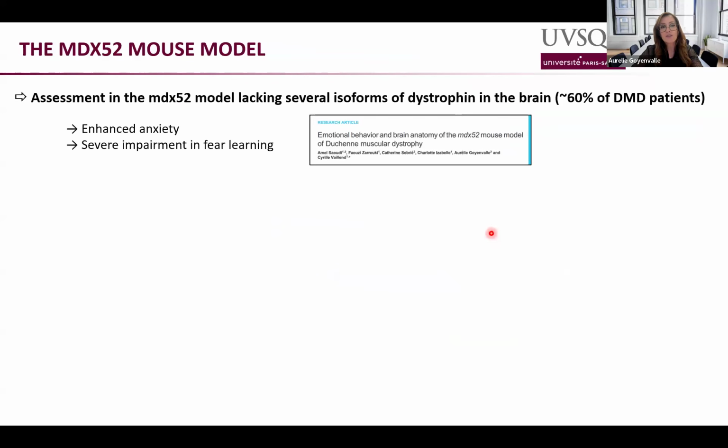So we next moved to a different mouse model, which is the MDX52 mouse model, which lacks several isoforms of dystrophin in the brain, in particular the full-length DP427 and the DP140. This is similar to approximately 60% of patients, who lack both isoforms. We had shown that this mouse model presents enhanced anxiety and also severe impairment in fear learning.